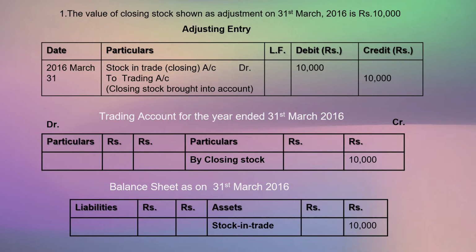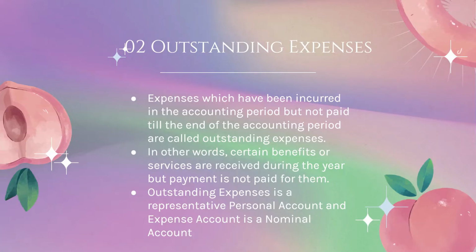In the trading account, you have to show it on the credit side as closing stock, and in the balance sheet you have to show it on the asset side. Now the second adjustment is outstanding expenses, that is expenses which have been incurred, that it happened, it occurred, or we have received the benefit but we have not paid for that. Those expenses are called outstanding expenses. In other words, certain benefits or services we received but we have not made the payment.